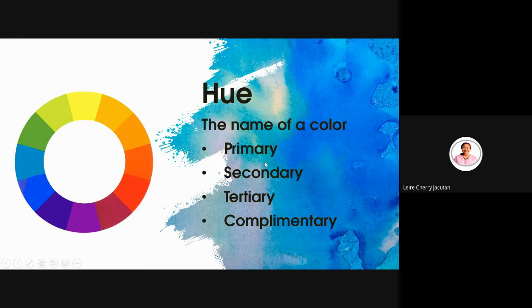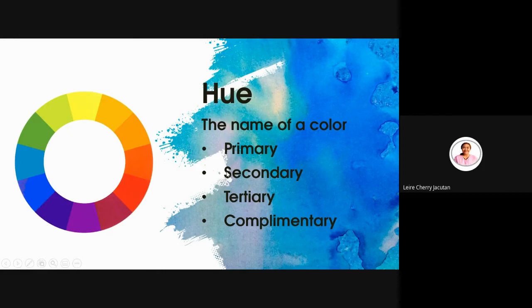So there are different categories of hue. We have primary, secondary, tertiary, and complementary. Primary colors are colors that cannot be created dahil sila na nga yung primary or sila yung starting colors. Secondary colors naman are created when you combine two primary colors, such as yellow and red produces orange, yellow and blue produces green, and then blue and red produces violet. So yung green, orange, and violet are secondary colors.